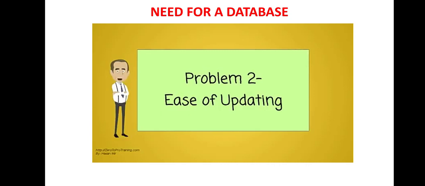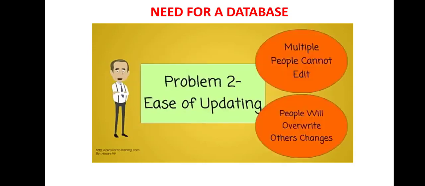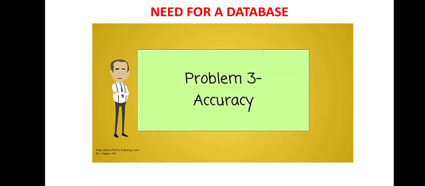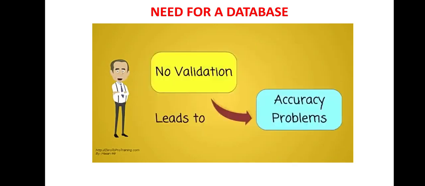Also, ease of updating becomes an issue when using spreadsheets or text files. Multiple people cannot edit the file at the same time. They will be overwriting everyone else's changes all the time. Data accuracy is hard to maintain. There is no validation of data entry, and hence, accuracy is in question. Anyone can type anything. You can enter wrong spelling and wrong dates, for example.